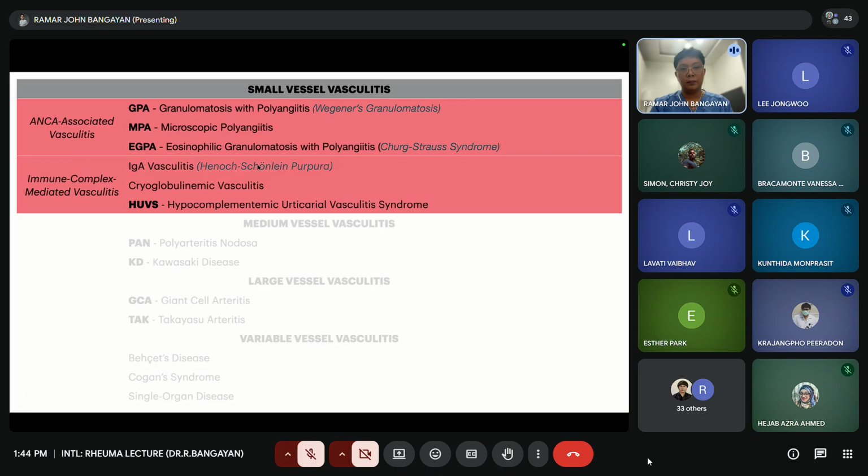Now, let's start in the small vessel vasculitis. So again, we have two major classifications of small vessels. This affects now your small to medium, especially your ANCA-associated vasculitis. These are the most common, and also immune complex mediated. For ANCA, there is presence of your PR3 and MPO. For immune complex, there is deposition of your immune complexes. Now, let's focus first on these three.